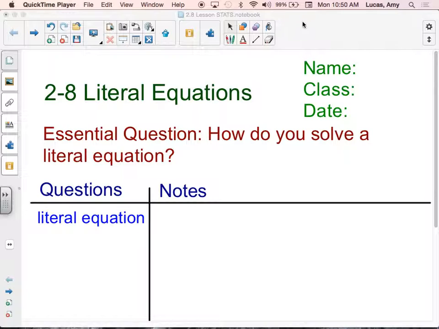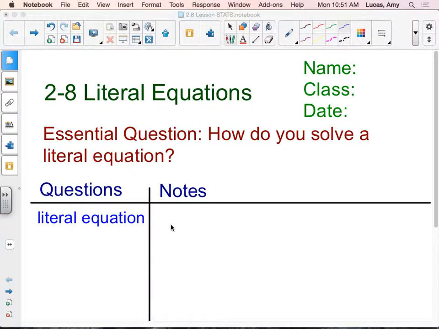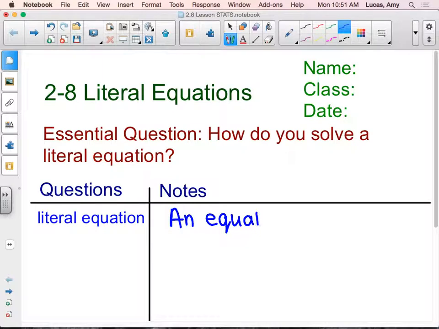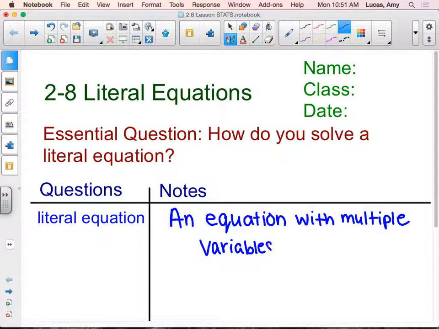Lesson 2.8, literal equations. Our essential question is, how do you solve a literal equation? So our vocab word is literal equation. A literal equation is an equation with multiple variables in it. An example of a literal equation would be a formula.